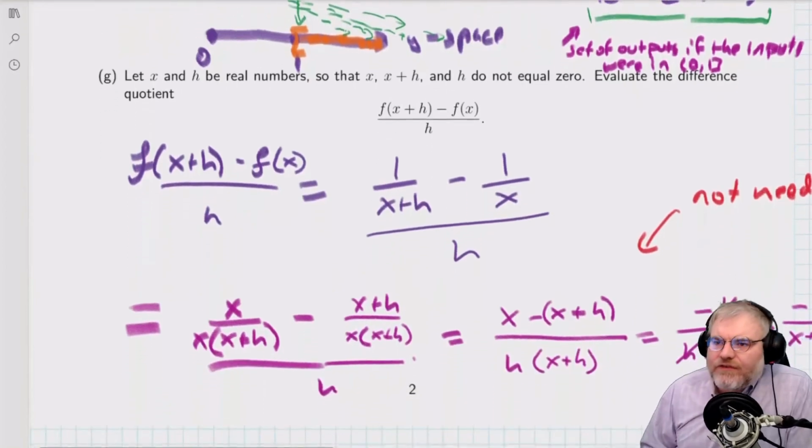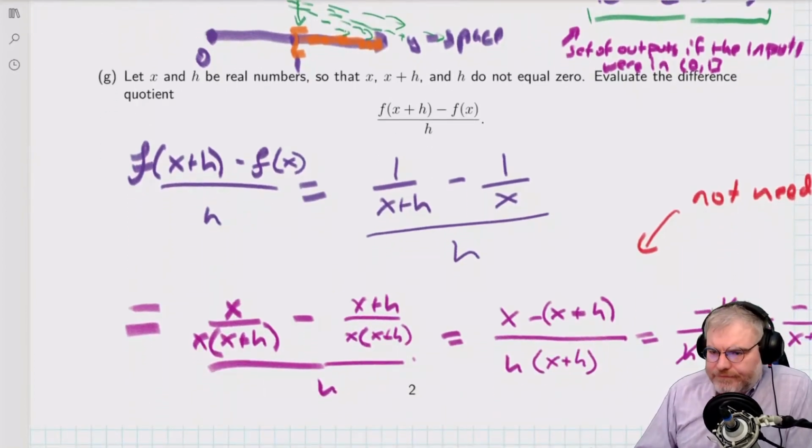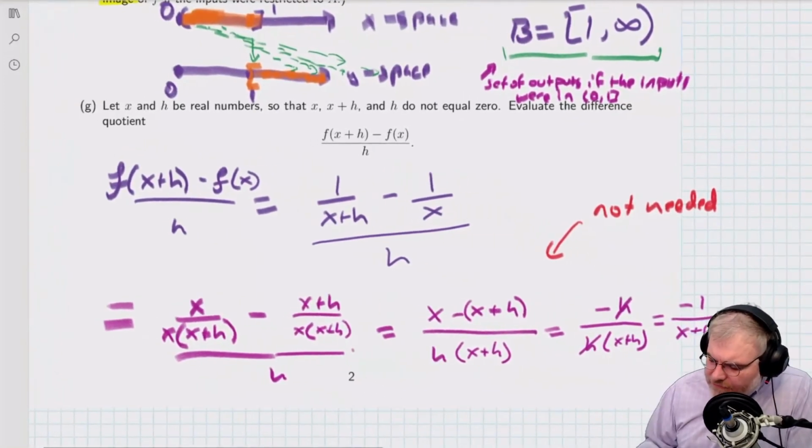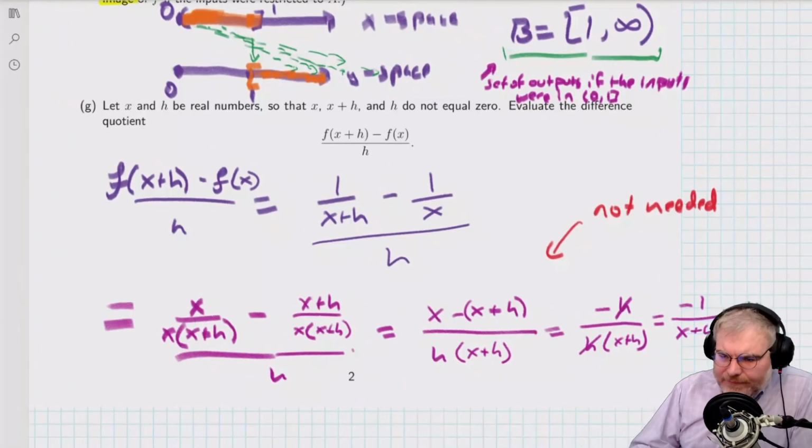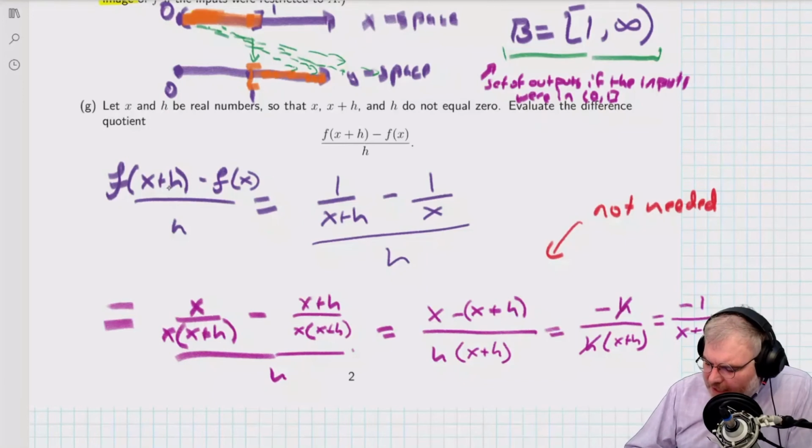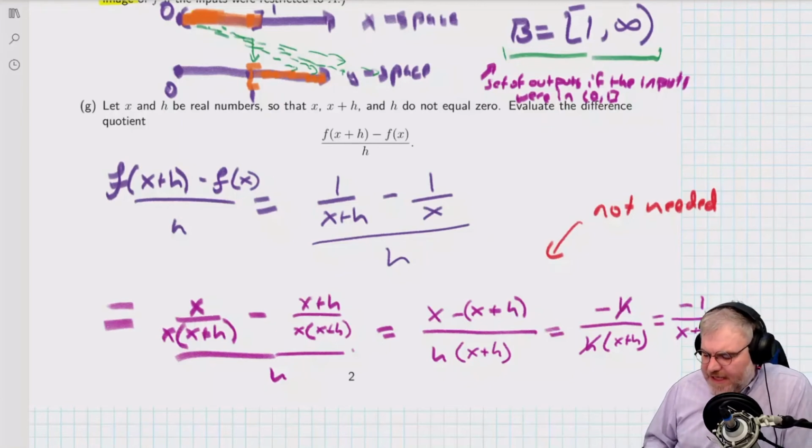All right. So let's go over this last one. What I want to do using this function, notice that nothing here is 0. So using this function, I'm going to plug in 1 over x for f. So this is 1 over x plus h minus 1 over x, all over h. All I'm doing is plugging in what f of x plus h is, and f of x. So how do we feel about that?